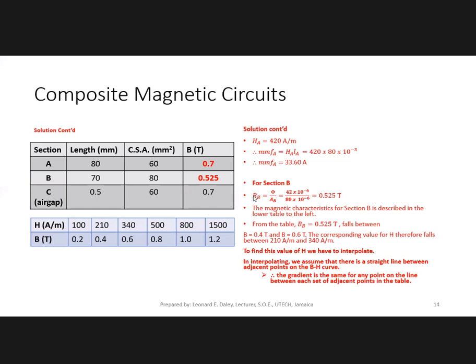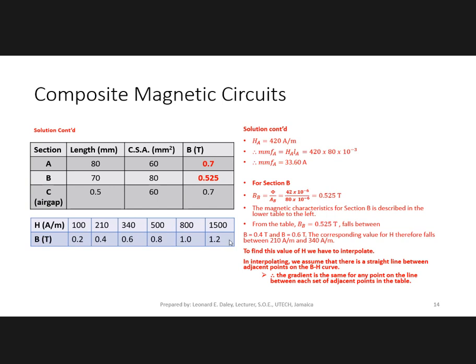All right. So the flux density for section B, phi divided by the area for section B, works out to be 0.525 Tesla. Right. And now the magnetic characteristic for section B is also described by the table. If you look at the table, you'll realize that there's no 0.525 here. There's not even a 0.5. So this time it is not halfway between.